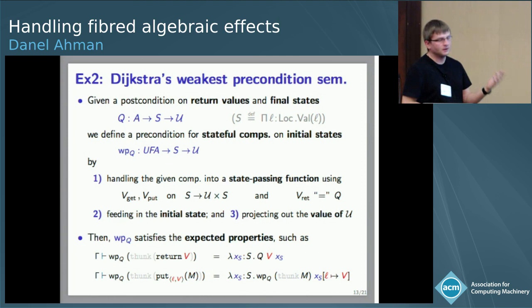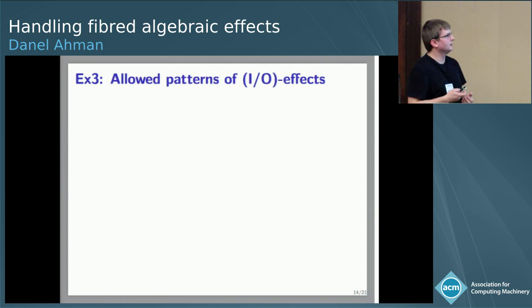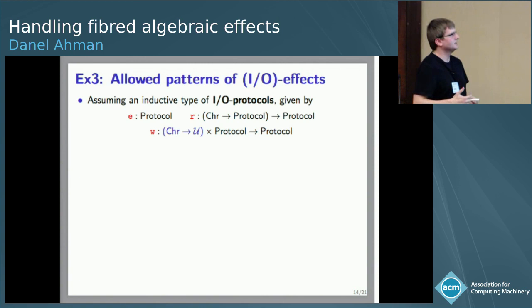So, for example, the weakest precondition of put is the same as the weakest precondition of the continuation, but with the initial state altered with the value that you were putting in there. And then there's a third example, which is sort of in the style of session types in many ways, that when I have IO computations, I can also talk about patterns of those.